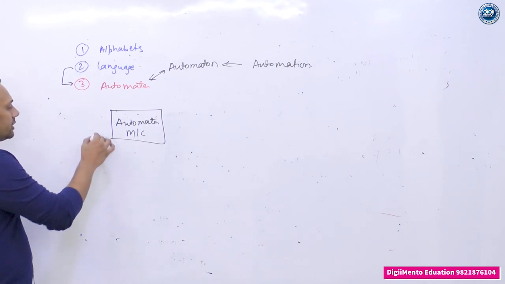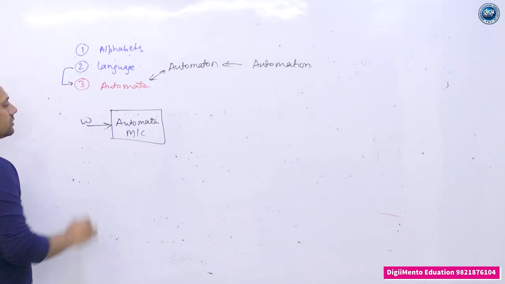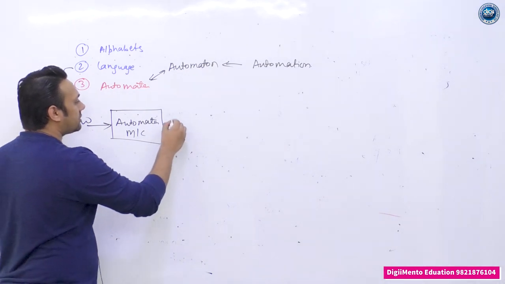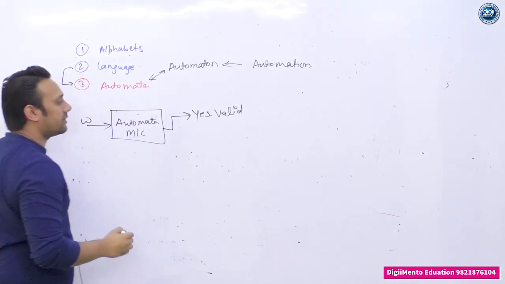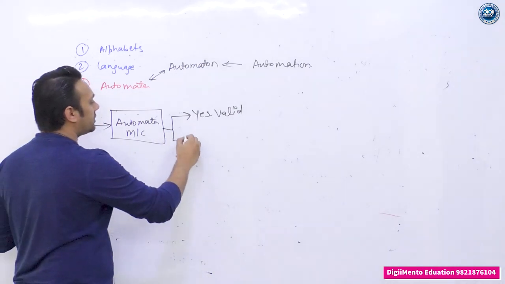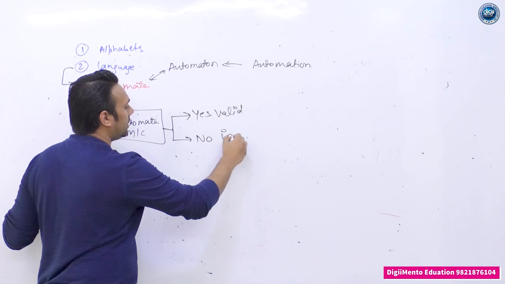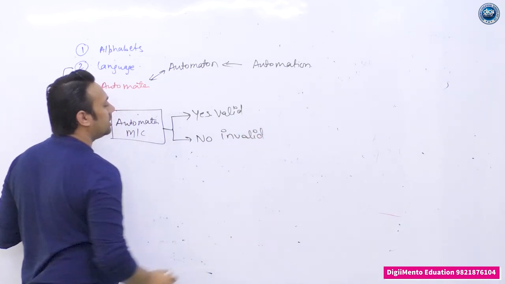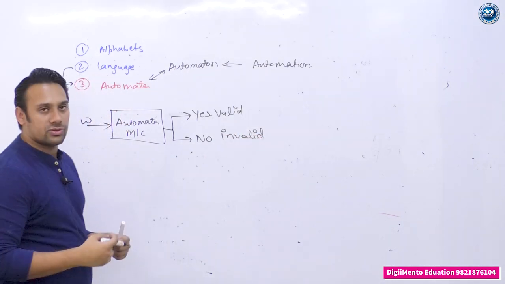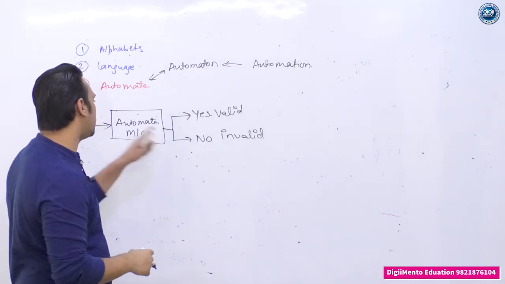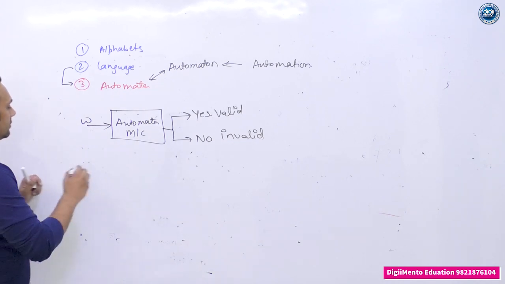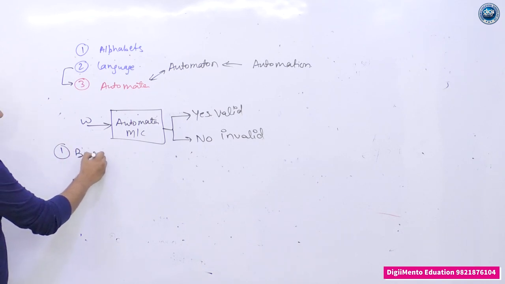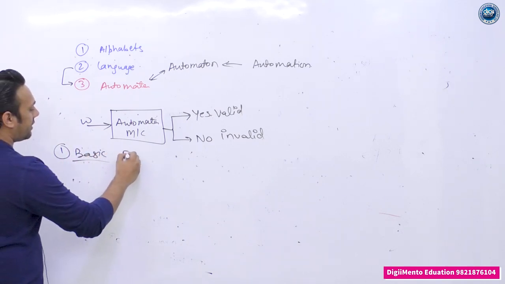The responsibility of an automata is, if you give a string to this automata, it will say yes, it is a valid string, or it will say no, it is an invalid string. Whatever string you give it, whether the string is valid or not, that will be decided by this automata. So let us see the basic automata, that is your finite automata.